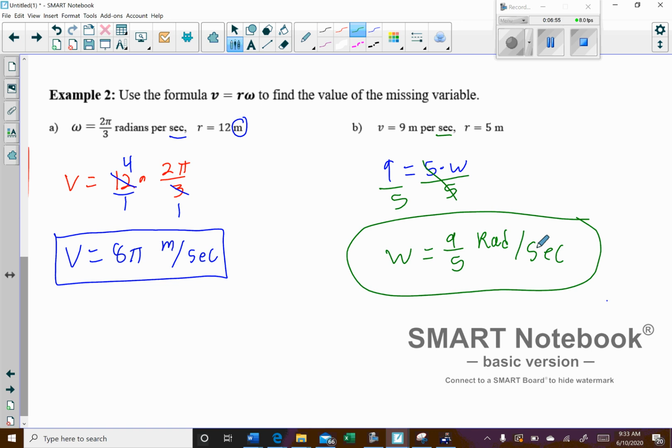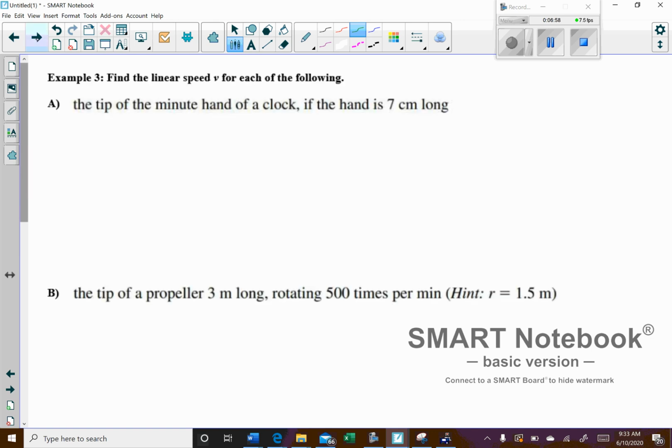Okay, so now the fun part, we're going to get to some word problems. So right here it says, find the linear speed V for each of the following. So the tip of a minute hand of a clock, if the hand is 7 centimeters long. Okay, and I believe on your homework it's going to ask you for the speed per minute. And yes, okay, I just double checked it. So yes, it's going to be per minute. So here's the hand, 7 centimeters long, okay? And so we want to figure out that linear speed.